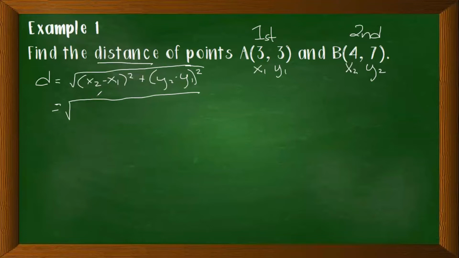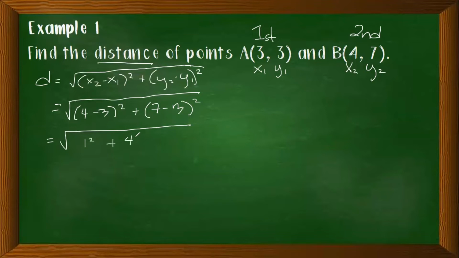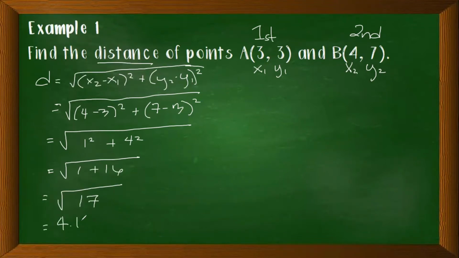Substitute the values of x sub 2 and x sub 1, which results to 4 minus 3 raised to the power of 2 plus, for the y sub 2 and y sub 1, we have 7 minus 3 raised to the power of 2. Then we have here 1 squared plus 4 squared. And we have 1 plus 16. Now, the answer is 4.12. Okay, if we are talking about distance, so therefore that is measurable by meters, centimeters, kilometers, distance unit. So therefore, directly, we will be placing na lang the units.